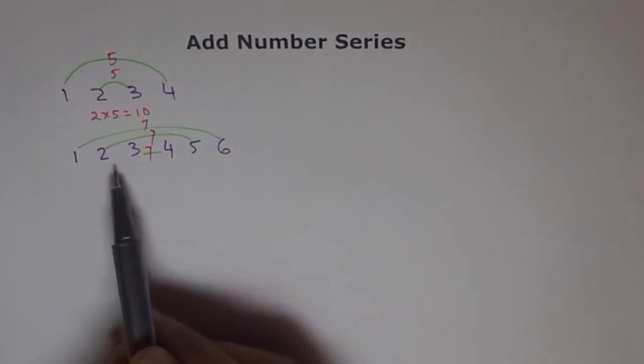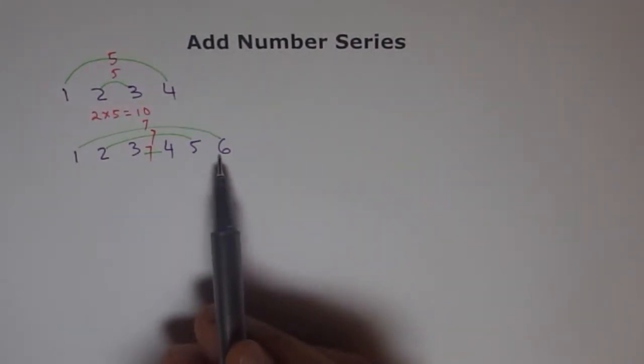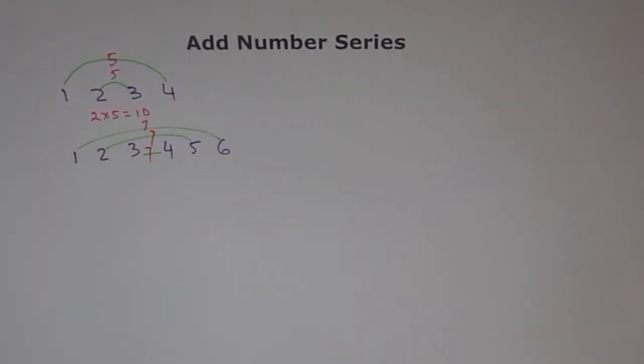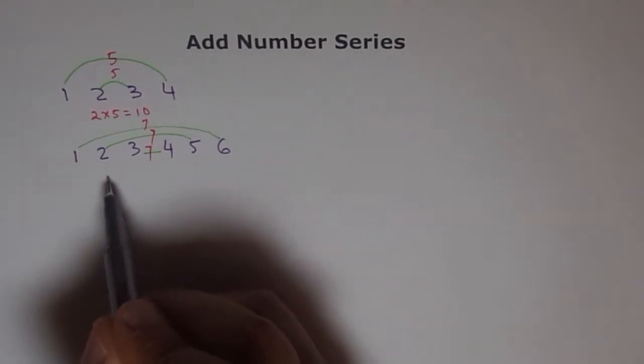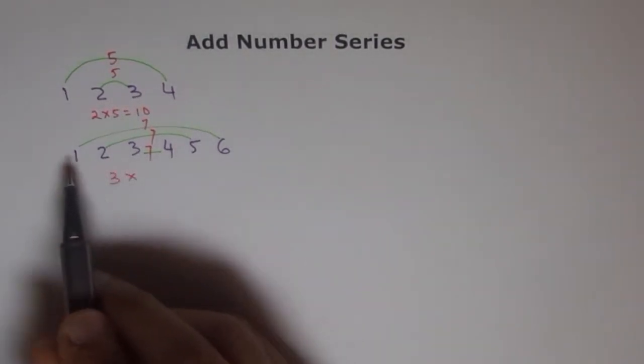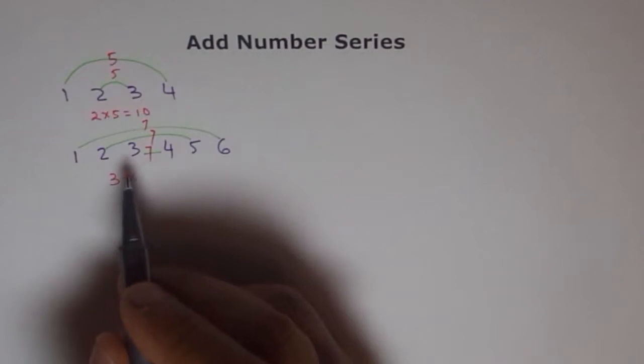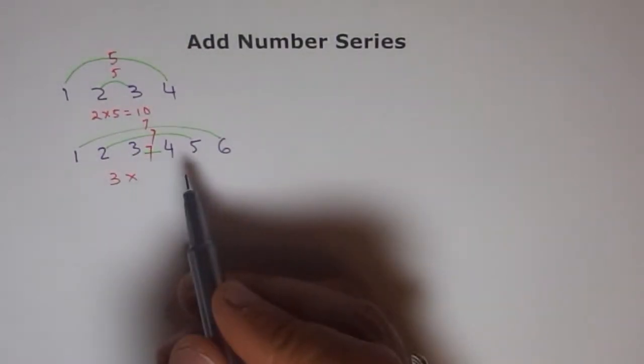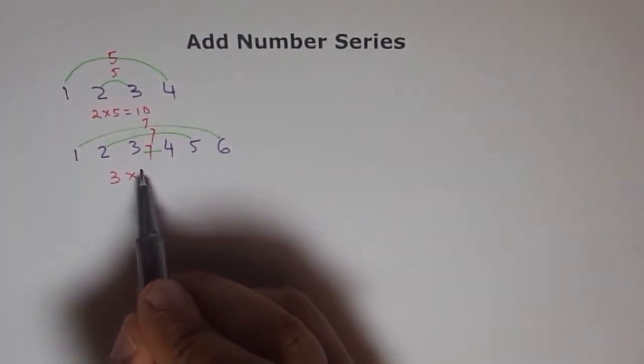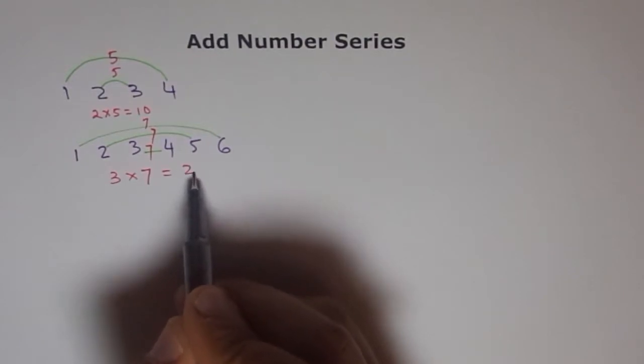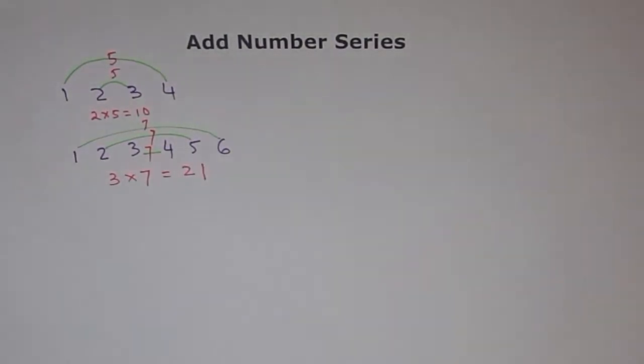So there were 6 numbers. Half of 6 is 3. So we have 3 groups because we group 2 together. And when we add first and last, we get 7. We don't have to add all because we get the same number, right? So we get 3 times 7, and 3 times 7 is 21. Good. Let's continue this process.